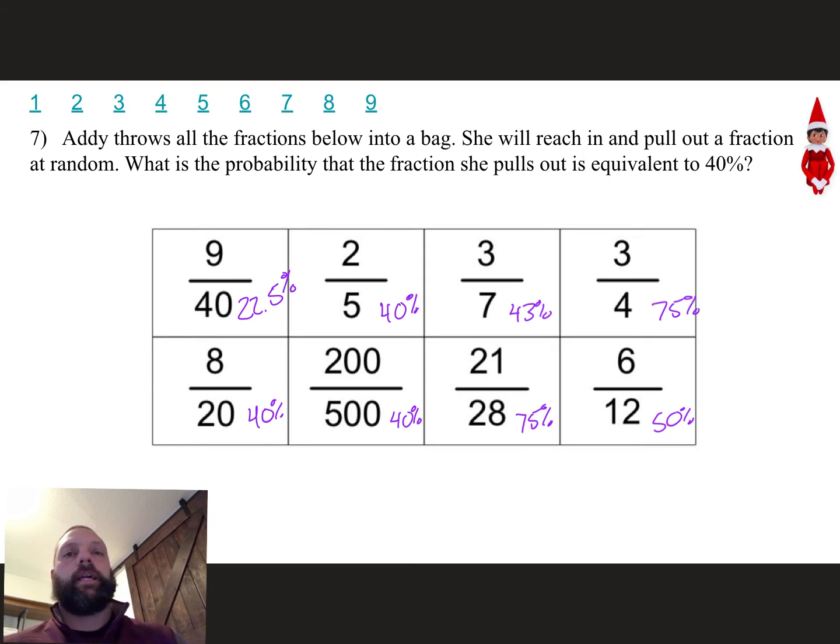Okay? Now that I know these percentages, we're looking for 40%. Okay? So that's this one, and this one. So that's going to give me 3 out of 8 for the probability.